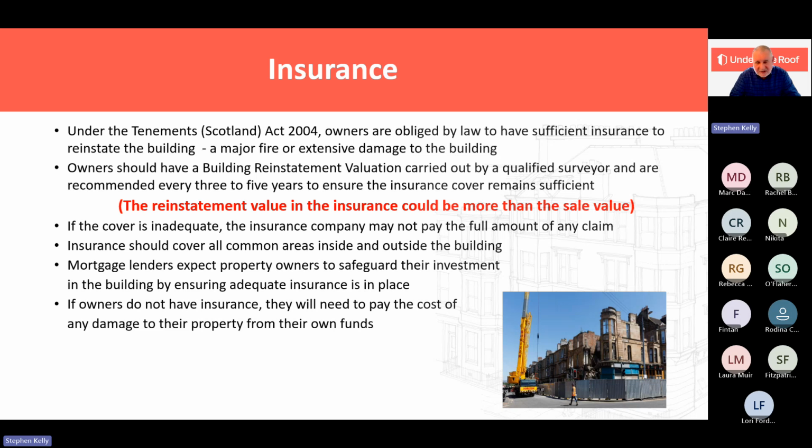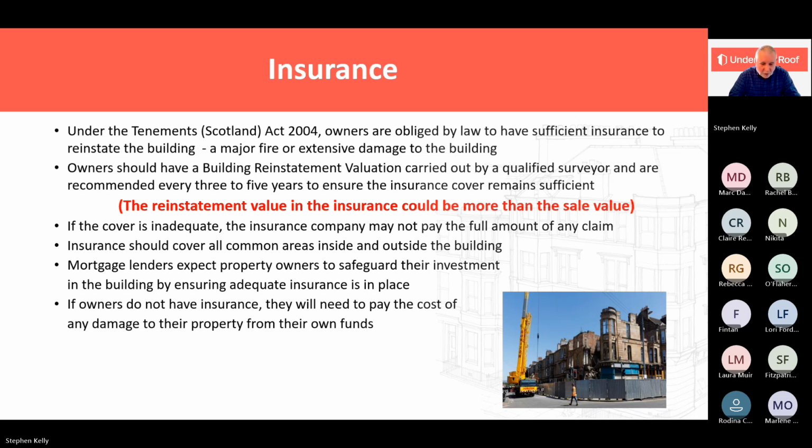In fact, the Tenement Scotland Act 2004 obliged by law, to have sufficient insurance to reinstate your building. Obviously, I mentioned a major fire or extensive damage, which brings us back to the example of Perth 2 years ago, where there was a major fire. Unfortunately, a couple of people died. They've all been moved out of the property, and they all want to move back into the property and get it rebuilt. Downside to that is only 4 out of 8 had insurance. The other 4 didn't have any insurance. Not even enough insurance. They just didn't have insurance. So I don't know what they will be doing to get that building rebuilt. I suspect they're going to have to cut their losses and sell the property and then try and find other accommodation.